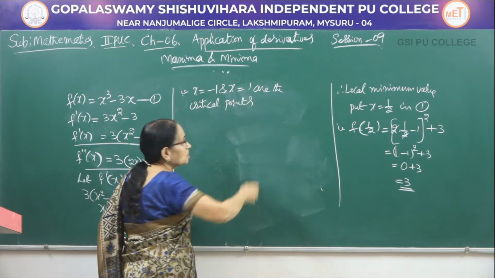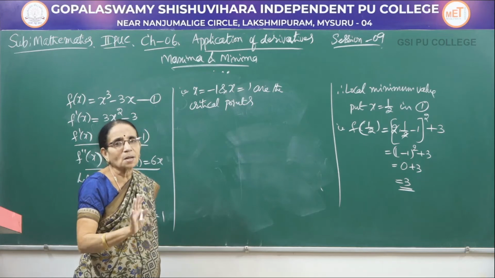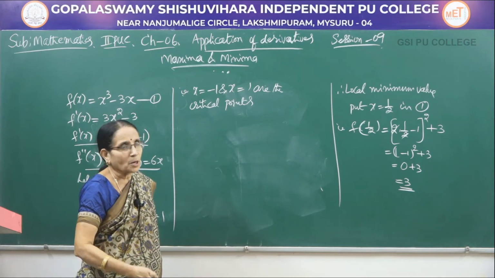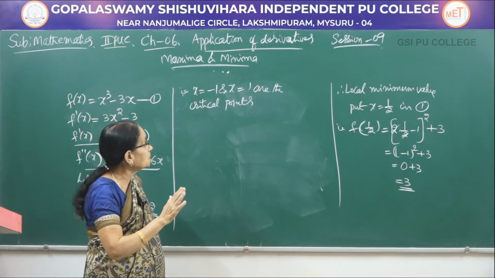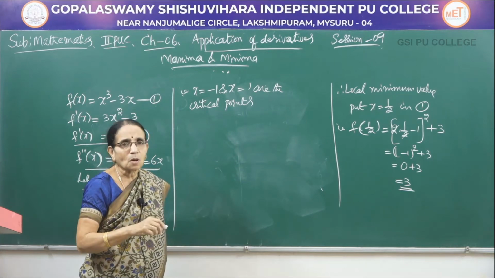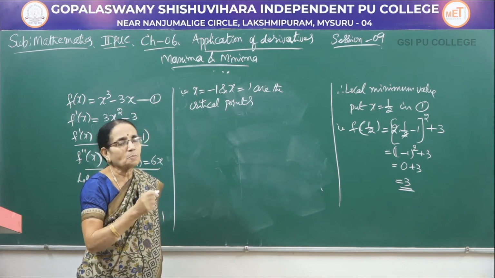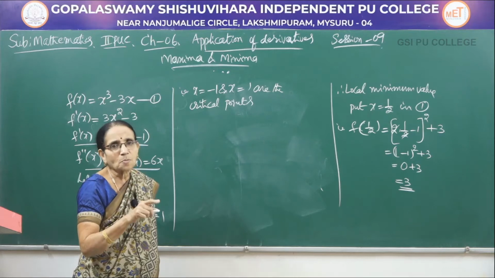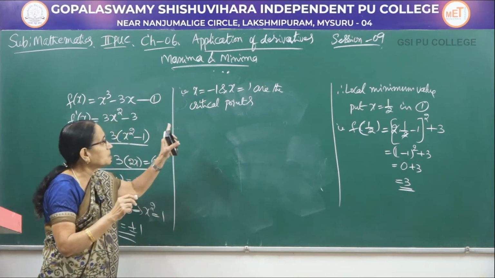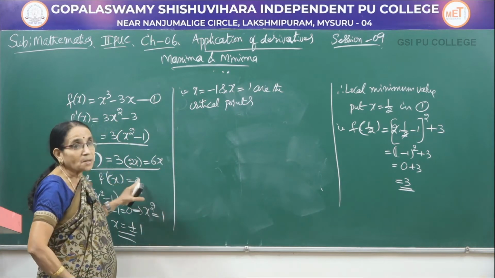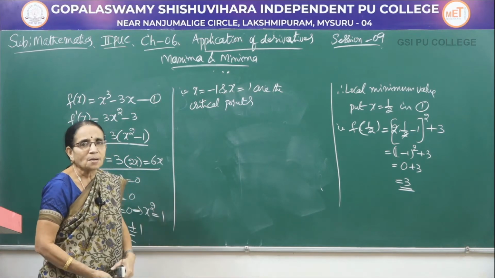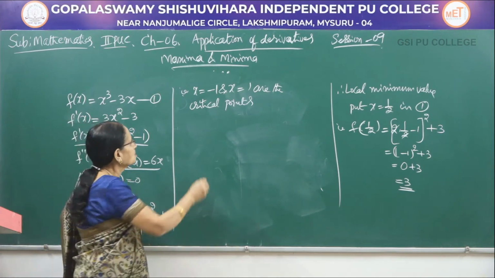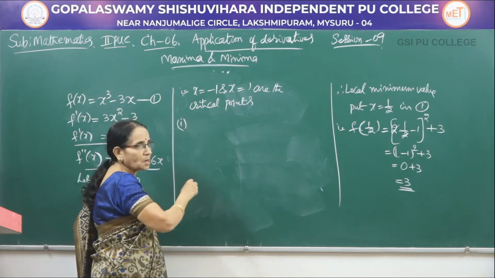See, in the previous problem, there was only 1 point. Directly we could say it was a minimum point. Now there are 2 points. These are 2 critical points. We do not know at minus 1 what happens, at plus 1 what happens. Now that has to be calculated by giving the values of x in the second derivative, because we are using the second derivative test here. So one by one we will consider.